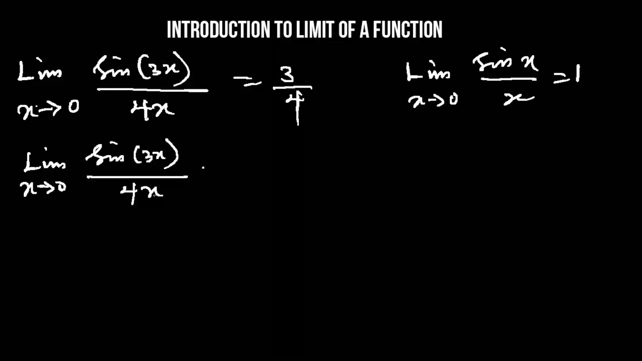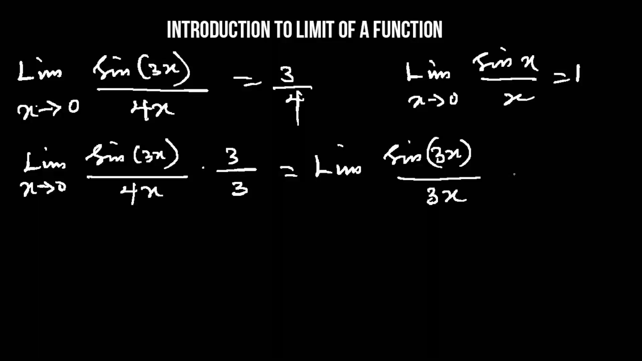Do you understand where I'm coming from now? I have to think of a way of writing this denominator as 3x. So how can I do that? I can do that by saying multiply both numerator and denominator by 3. So if I multiply both numerator and denominator by 3, I can simply rewrite these functions as the limit of sine of 3x divided by 3x multiplied by 3/4 as x tends to what? 0. You can see that it's still the same thing because 4 times 3 is the same thing as 3 times 4. Multiplication is commutative.